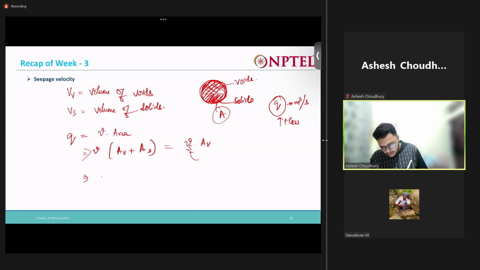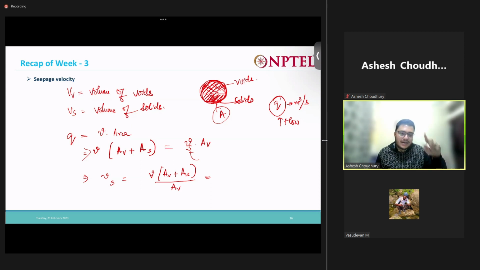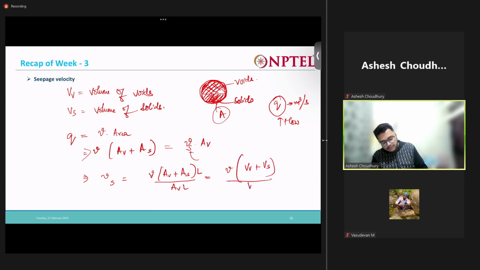Now what we can do is write it like this: Vs equal to V into (Av plus As) by Av, right? We are just rearranging. Then we multiply length on the top and bottom, meaning the length of flow. Say we are assuming it is a pipe, so we multiply by the length of the pipe, L. As soon as we multiply L, we get the volume: volume of voids plus volume of solids by volume of voids.